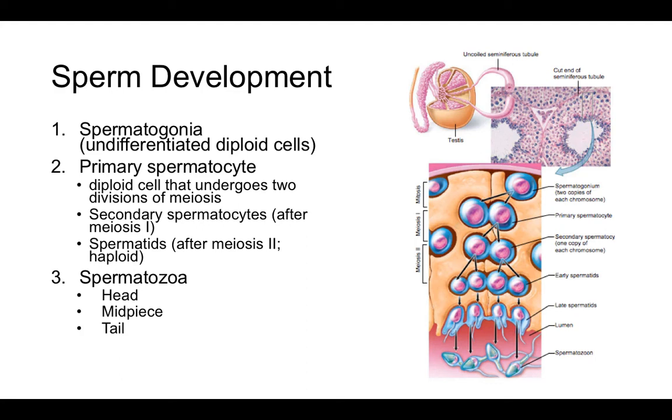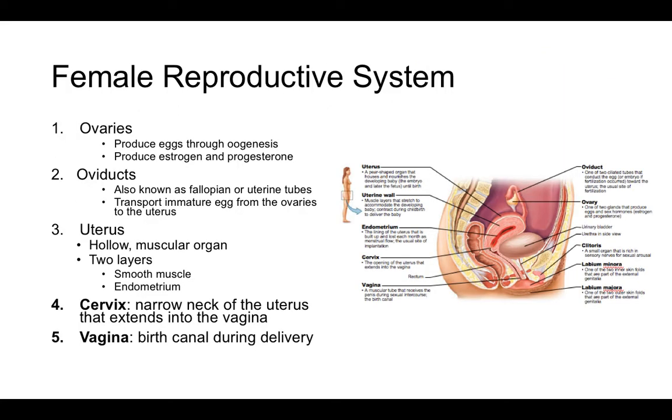So the secondary spermatocytes, this is what happens after the first round of meiosis. And then we have spermatids, which occurs after the second round of meiosis. And then we have spermatozoa. This is the mature sperm. It has 3 major parts: a head, a midpiece, and a tail. Now the head, the tip on the sperm is called the acrosome, and it actually has enzymes that allow it to burrow into the egg so that fertilization can occur.